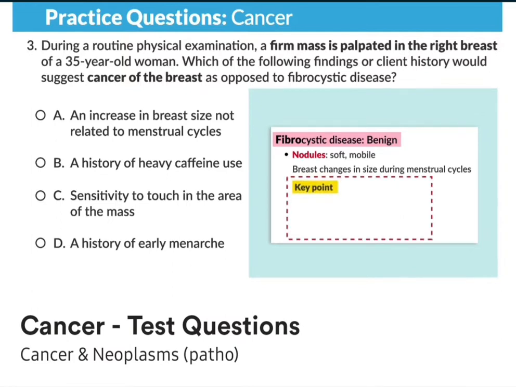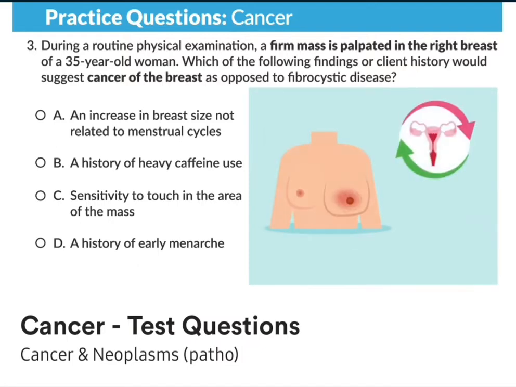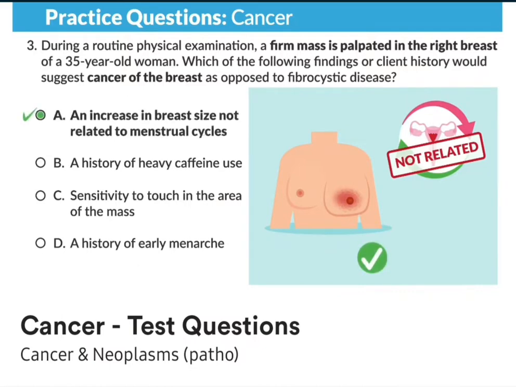And the big key point is with malignant cancer, we report breast changes that are not related to menstrual cycles. So option A, an increase in breast size not related to menstrual cycles. Yes, this is correct. This is a huge indicator of malignant cancer. So it must be reported that breast changes are not related to menstrual cycles.